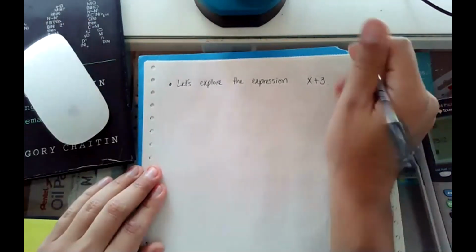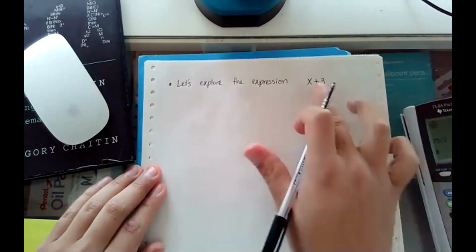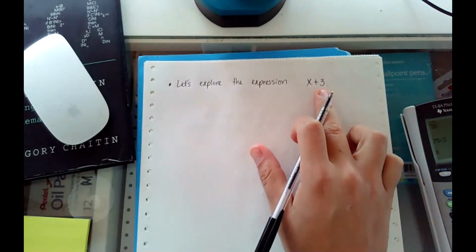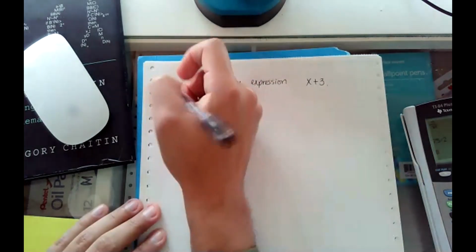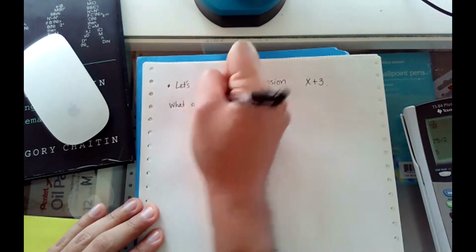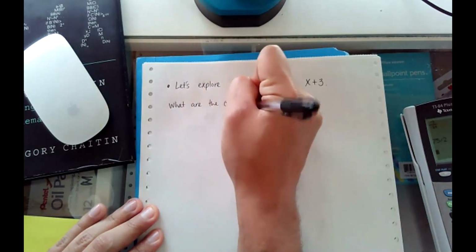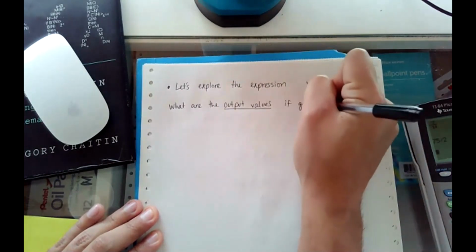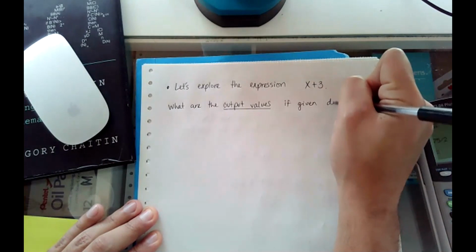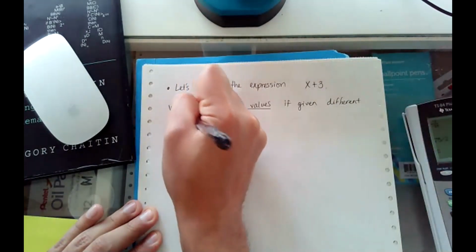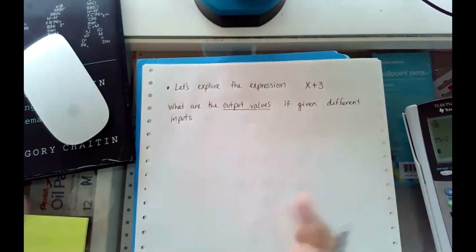And what I mean by that is I don't know what this expression is. It's supposed to represent some quantity plus 3, okay? But I can talk about what the output values are if you're given a different value for x. So what are the output values if given different inputs? In that sense, you can think about this expression as being like a machine, like a jukebox.